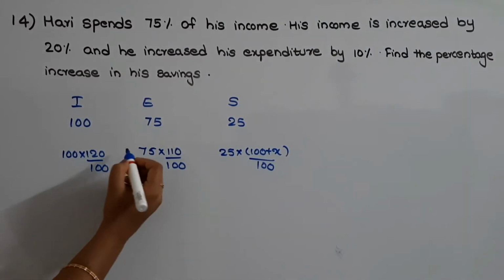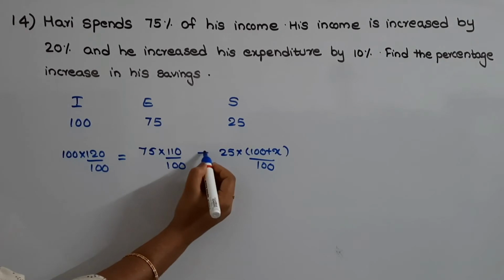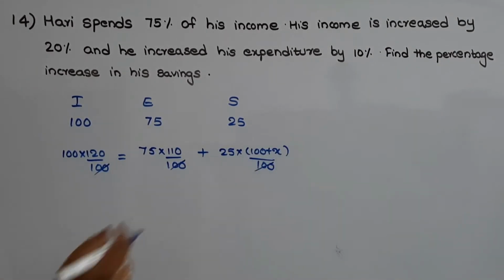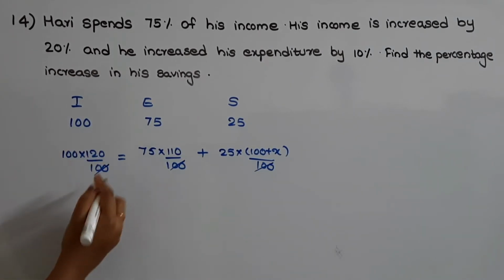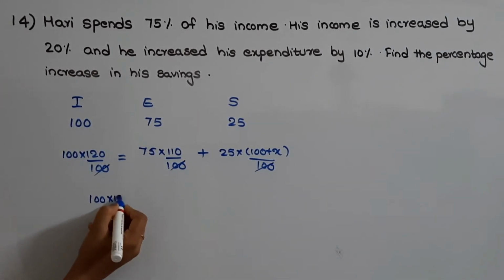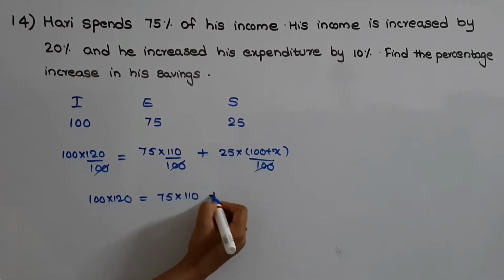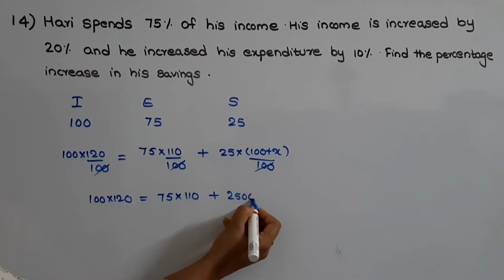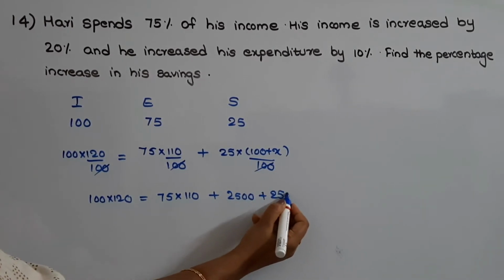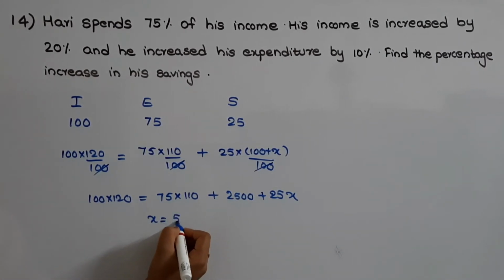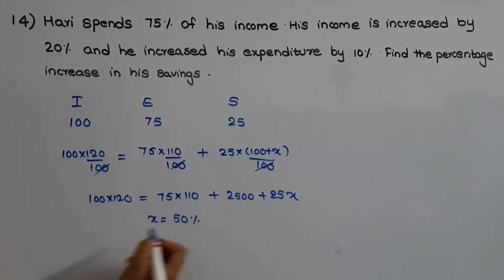So income is equal to expenditure plus savings. Now on solving this equation, we can find out the value of x. So this is 100 into 120 is equal to 75 into 110 plus 2500 plus 25x. On solving this equation, you will get the value of x as 50. So the percentage increase in savings is 50%. So this is the answer.